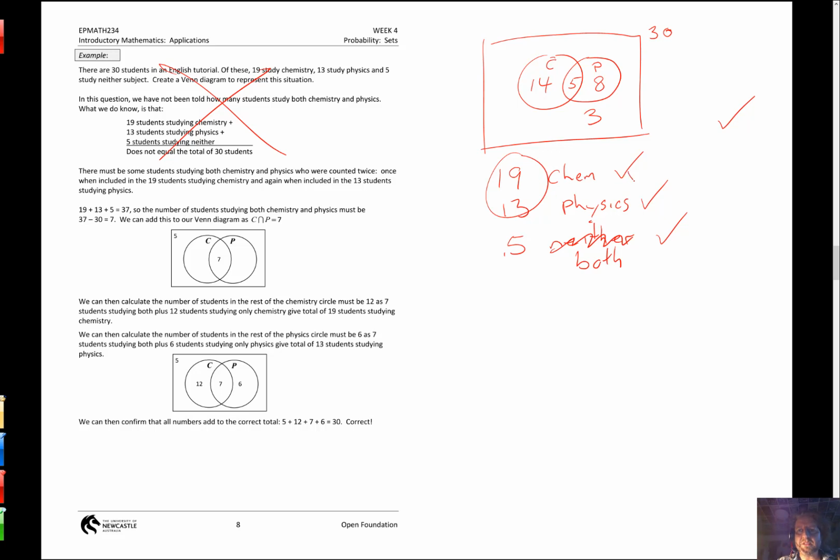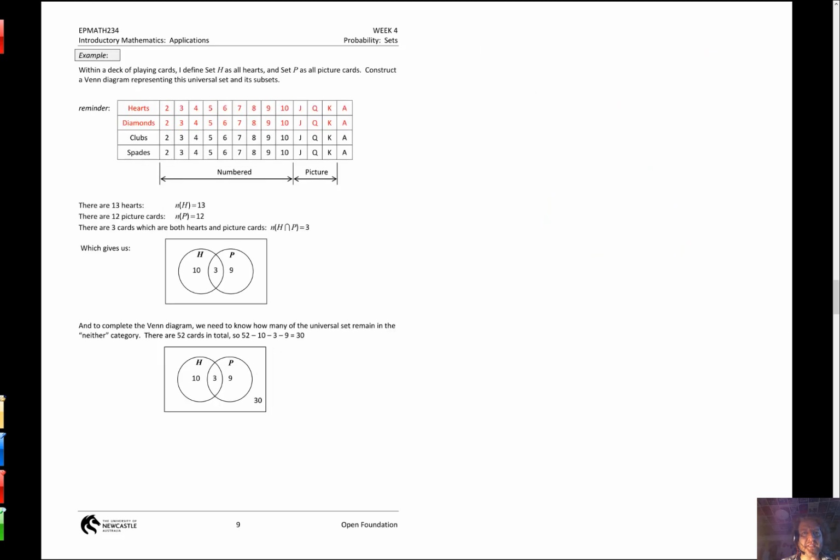Was there 19 in chemistry? True. 5 and 8. Was there 13 in physics? True. Was there 5 in both? True. And do they all add up to 30? 19, 27, 30? True. So 2 types. You'll either get given the number that goes into both, or the number that's neither. I assume the next one might be a neither. Well, we'll find out. It's a hearts one.